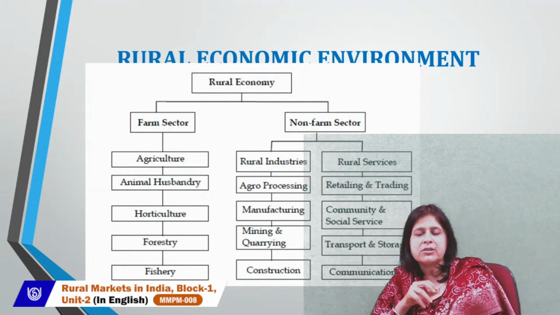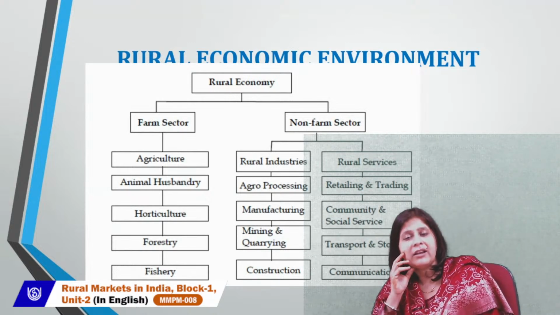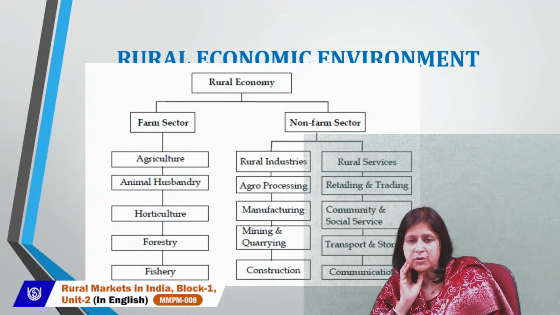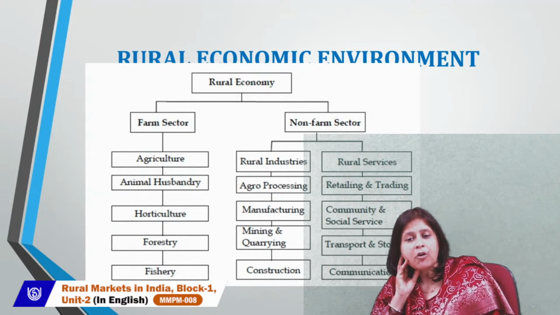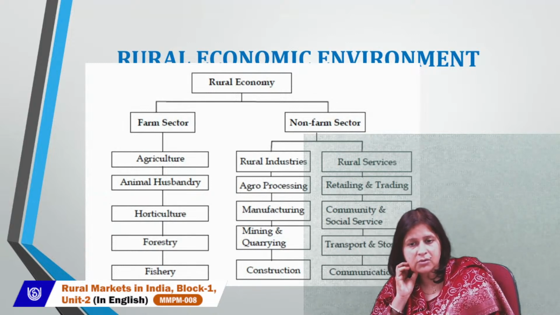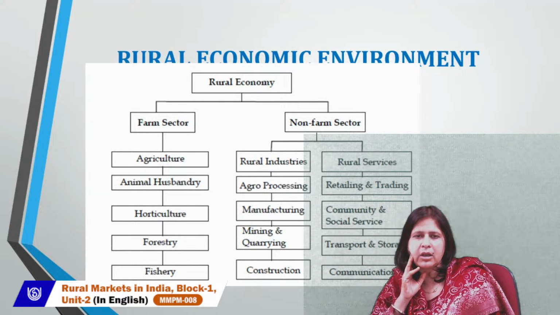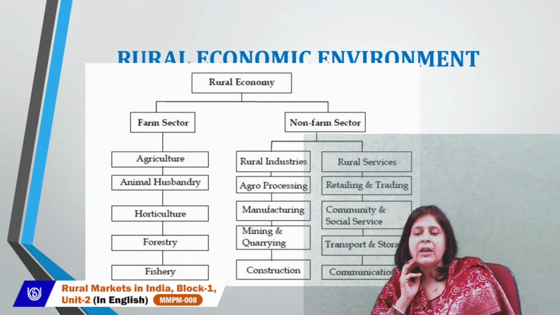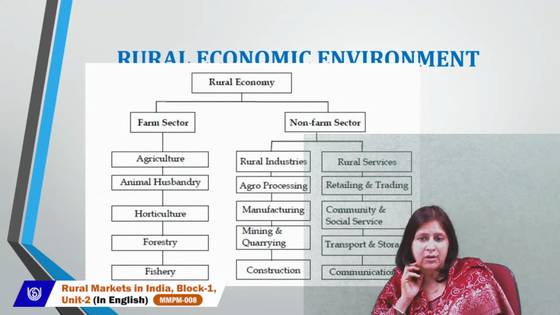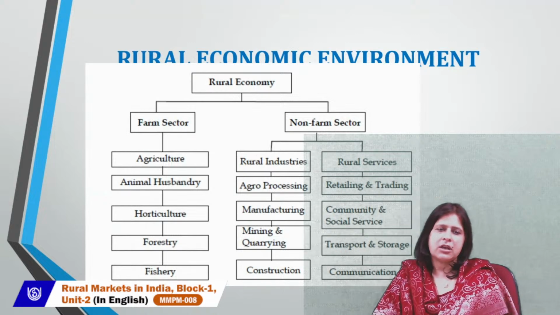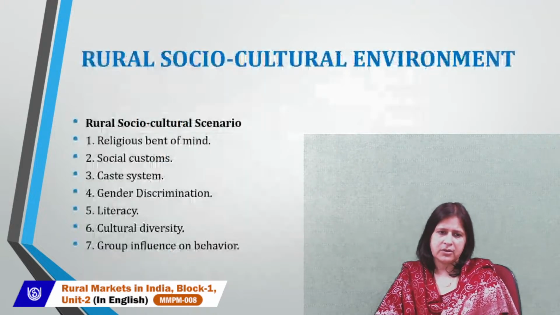So all this is the non-farm sector, rural industry. Then the rural services like retailing and trading. People usually retail and trade the product. Community and social services could be rural services, right? Like education, health services and other things. Transport and storage come under the service sector, and then communication comes under the sector, right?